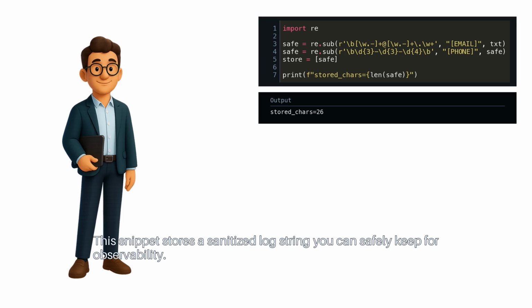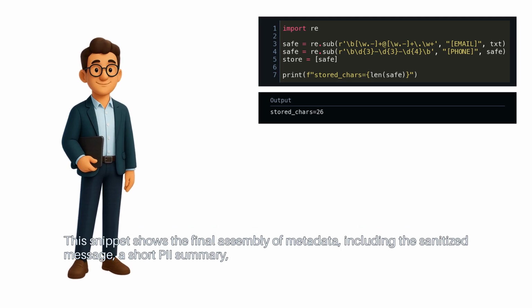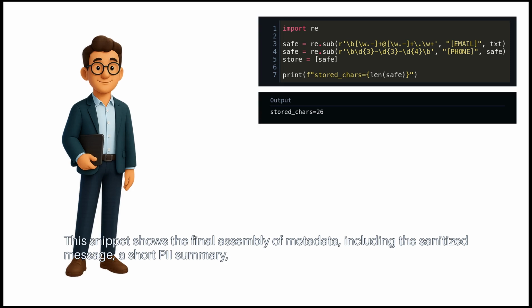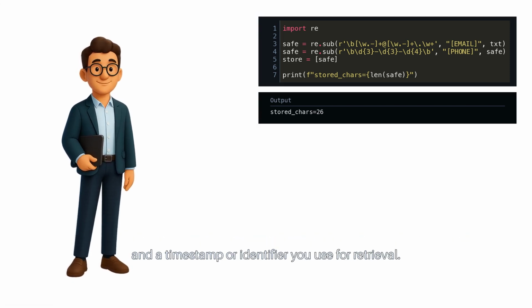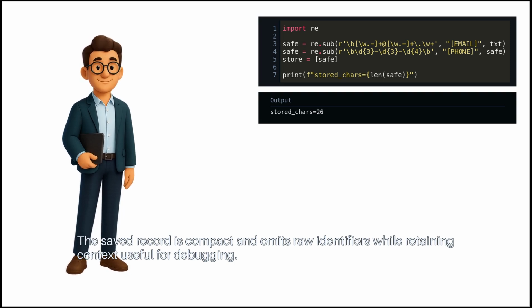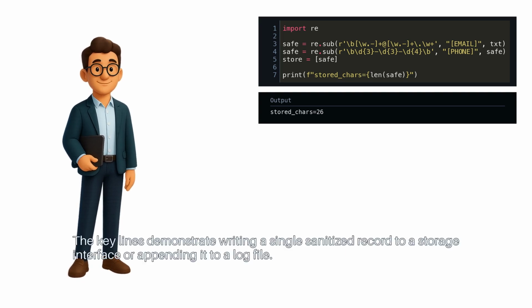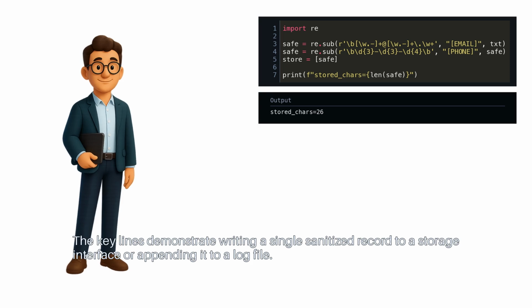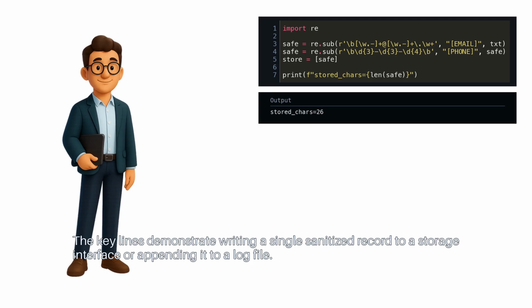This snippet stores a sanitized log string you can safely keep for observability. This snippet shows the final assembly of metadata, including the sanitized message, a short PII summary, and a timestamp or identifier you use for retrieval. The saved record is compact and omits raw identifiers, while retaining context useful for debugging. The key lines demonstrate writing a single sanitized record to a storage interface or appending it to a log file.